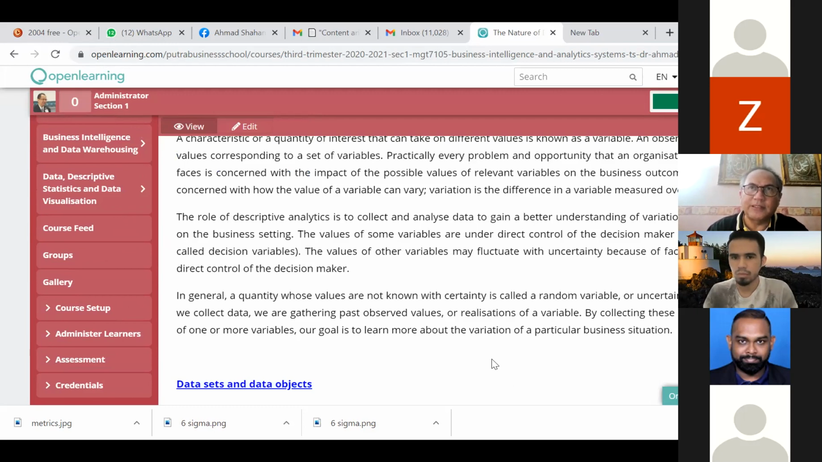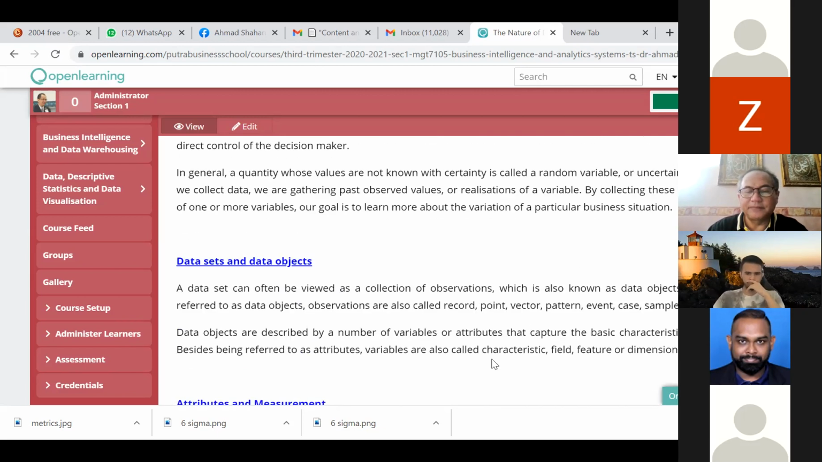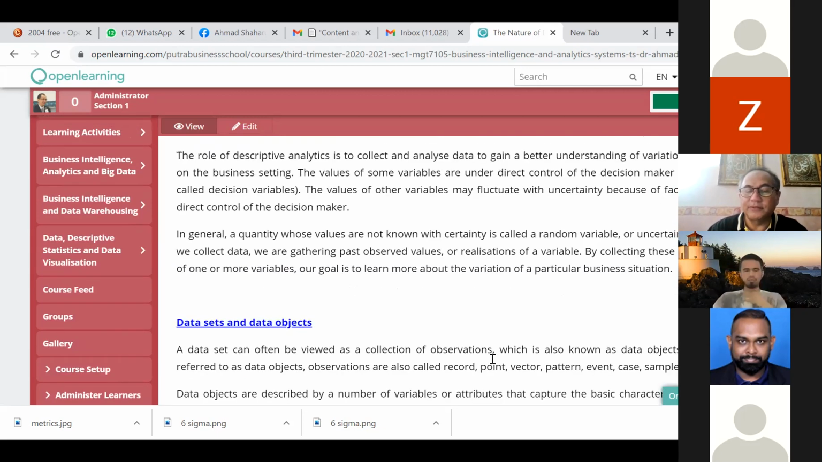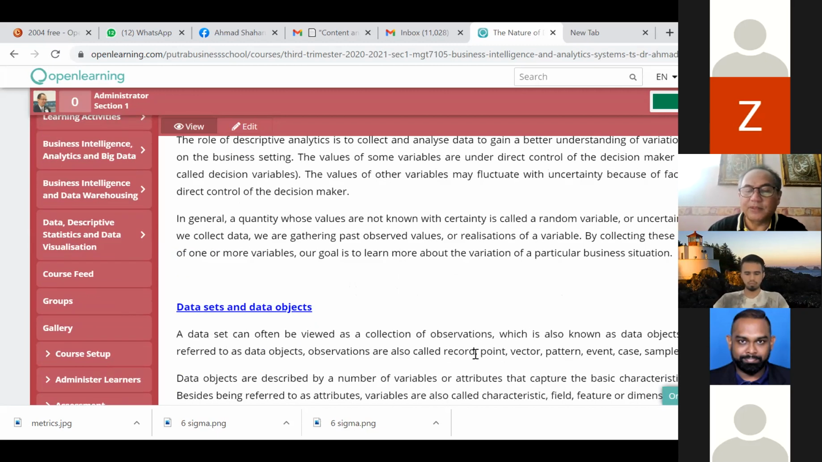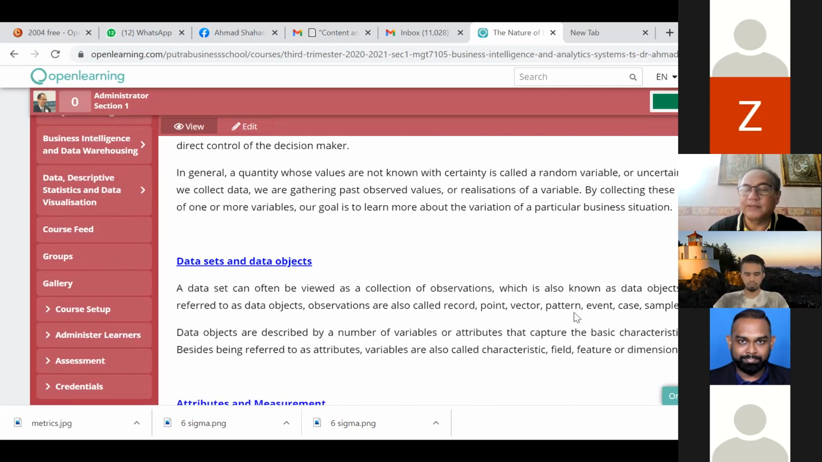Decision variables are things that we can control. Random variables are things that we cannot control. There are ways that we can handle random variables: we use probability. Then the data set. A data set can be viewed as a set of observations. We call each one a data object, also called a record, point, or vector.